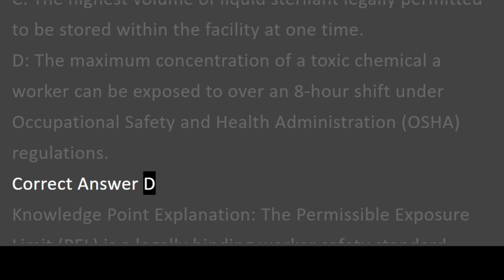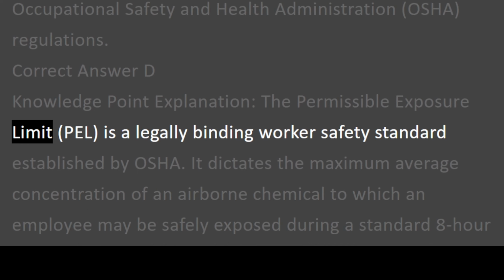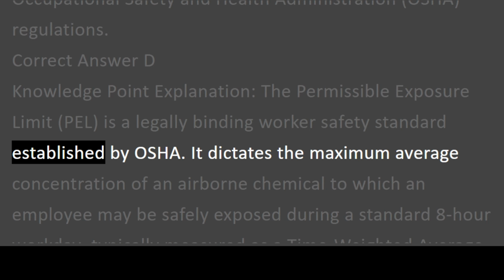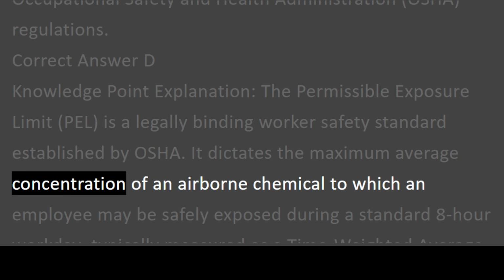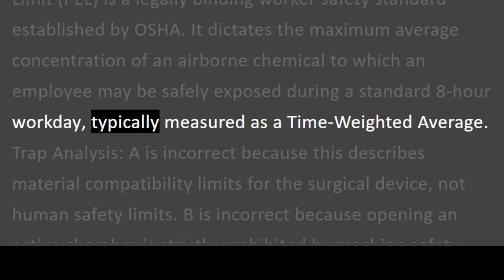Correct answer D. Knowledge point explanation. The permissible exposure limit, PEL, is a legally binding worker safety standard established by OSHA. It dictates the maximum average concentration of an airborne chemical to which an employee may be safely exposed during a standard 8-hour workday, typically measured as a time-weighted average.